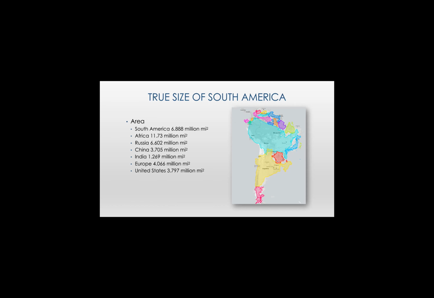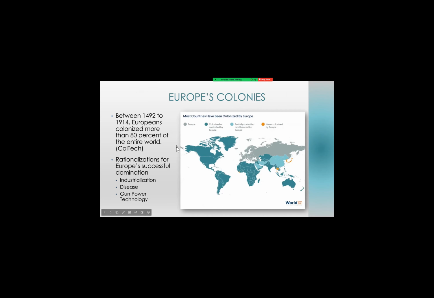And it is central to how they've propagandized imperialism and the growth of the West into the dark other, or into those spaces that are considered uncivilized or savage. This map I wanted to show you because it indicates all of the countries that at its height Europe colonized. So between 1492 and 1914, Europe colonized more than 80% of the entire world.